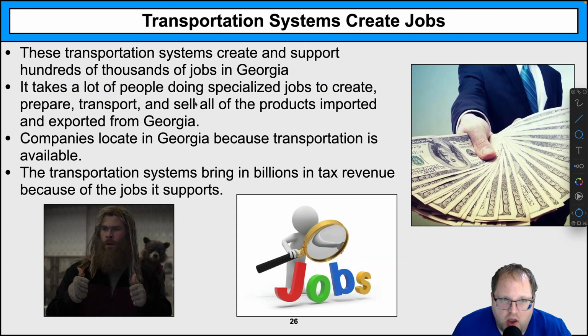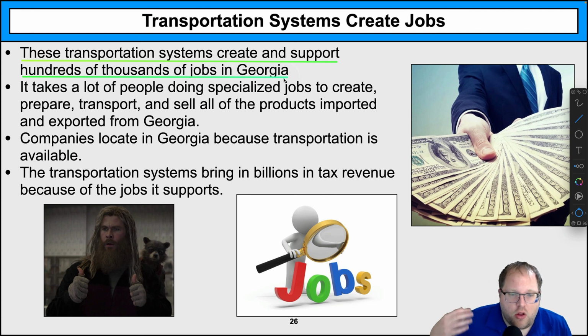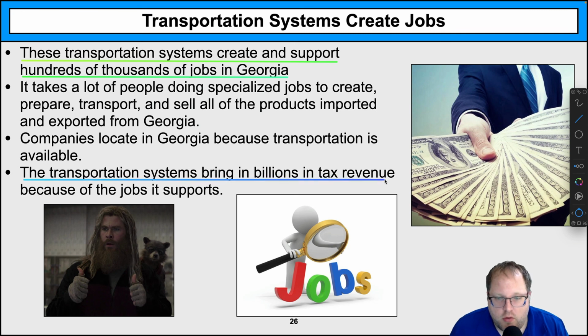The largest takeaway from this discussion of Georgia's transportation systems is that these transportation systems help to create and support hundreds of thousands of jobs in the state of Georgia. Because of all of the jobs building, maintaining, and using these transportation systems, and all of the jobs that are created because Georgia has all of these transportation systems available, it provides billions of dollars of revenue to the state of Georgia and creates a lot of jobs for Georgia's citizens.